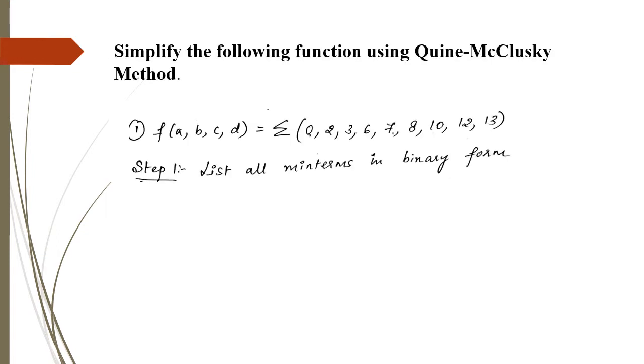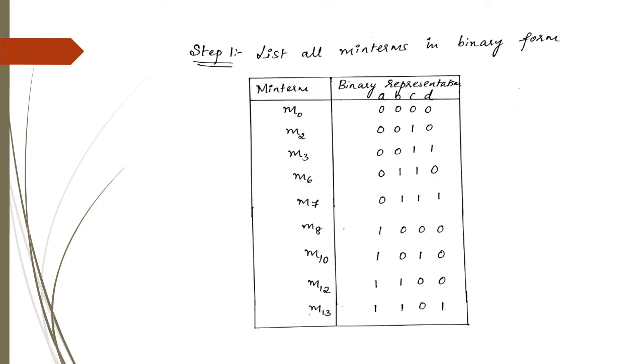Minterms 0, 2, 3, 6, 7, 8, 10, 12 and 13. Those minterms have to be listed in this particular binary form. So 0, 2, 3. This is how we do it. It is a 4 literal function, so you have A, B, C, D. You have to do it in this way. This is the first step, that is listing all the minterms in binary form.